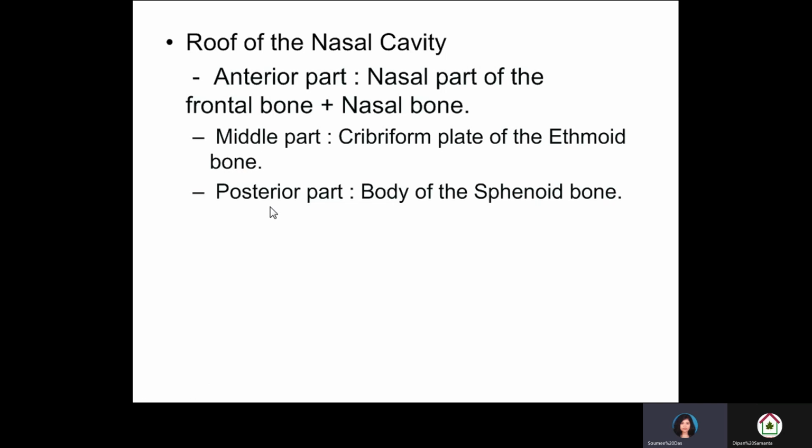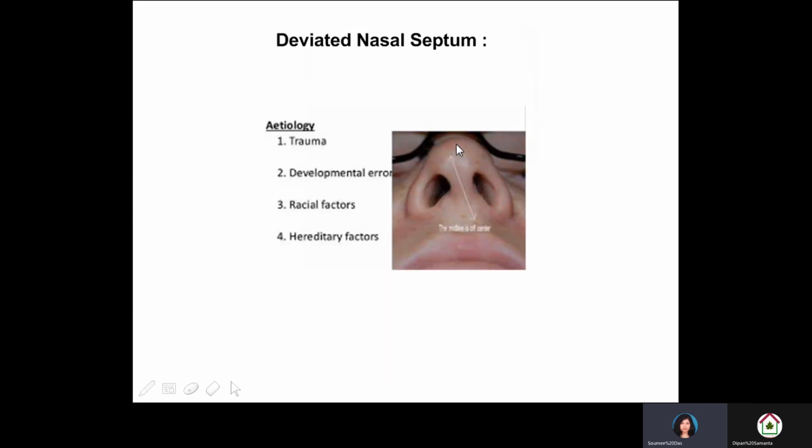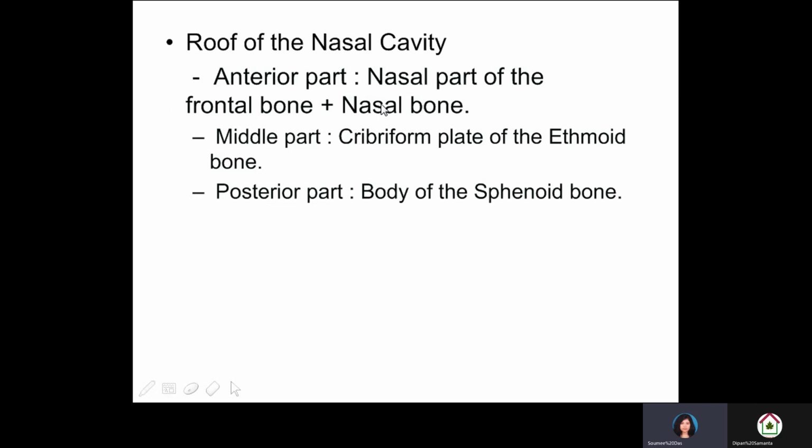Next is the roof of the nasal cavity. That means this upper part, which is not visible in this picture. This is the roof of the nasal cavity. The anterior part of the roof of the nasal cavity is formed of the nasal part of the frontal bone and the nasal bone.